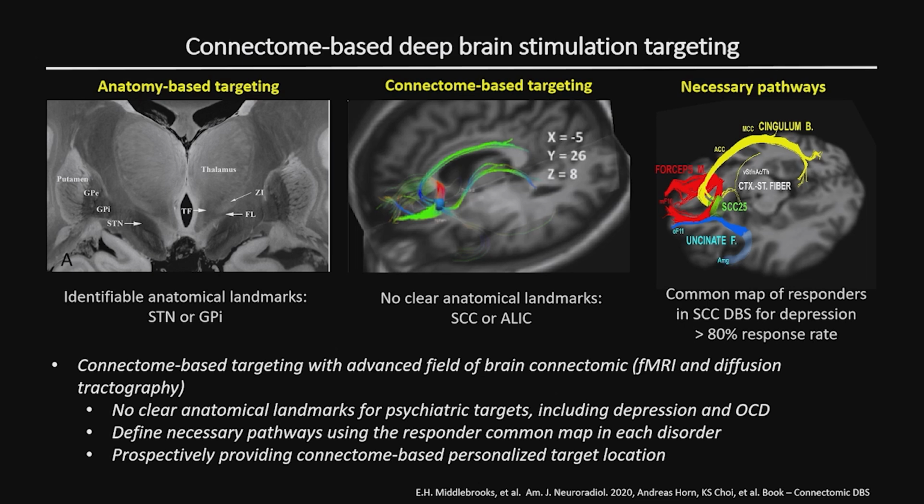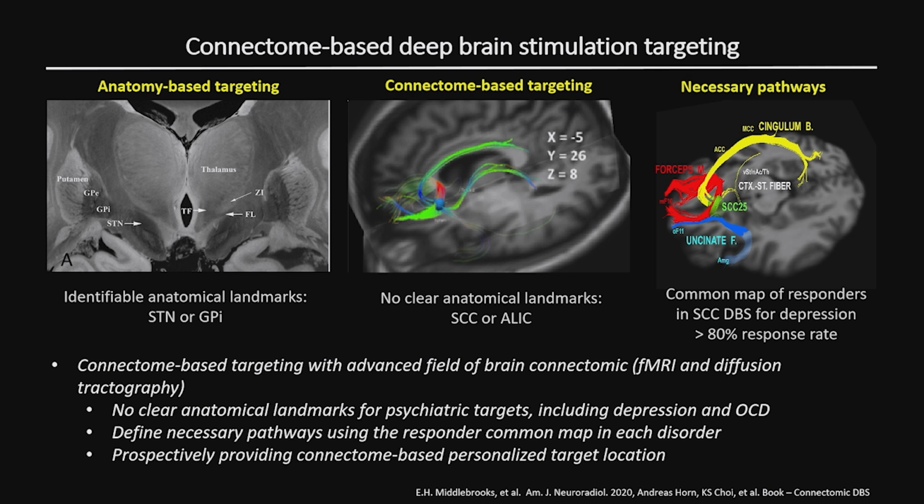Before I go into the details of the current study, what is connectome-based DBS targeting? For the STN in Parkinson's disease or movement disorders, we can easily visualize the STN structure using imaging methods. However, for psychiatric disorders there is no clear anatomical landmark, for depression such as the SCC, subcallosal cingulate, or for OCD, the anterior limb of the internal capsule, ALIC.